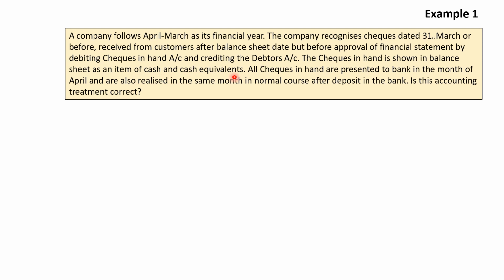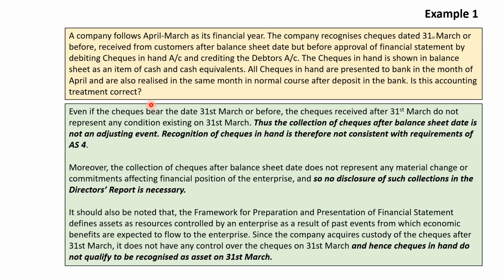So on 31st March, checks are there. That is what he is saying. In reality, on 31st March, there were no checks. Checks came on 2nd April. And afterwards, all these checks got cleared. So the accountant is saying, sir, what difference does it make? It is okay, no? My accounting is correct. So the question is, is this accounting treatment correct or not? Think about it. You can pause the video, think about it, and then look into the answer.